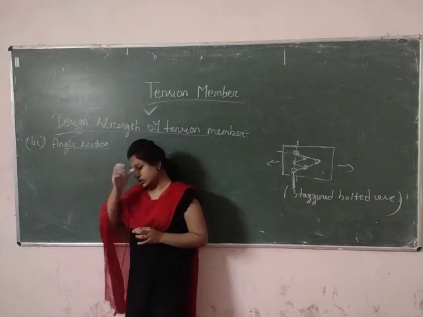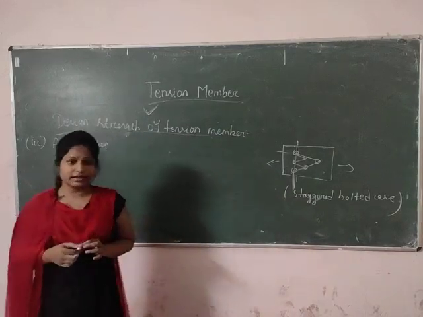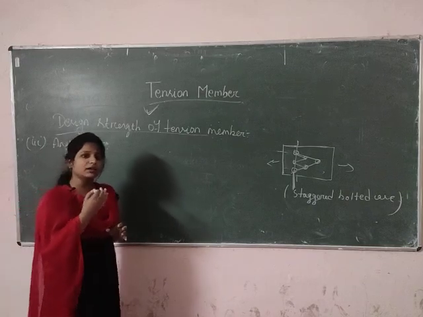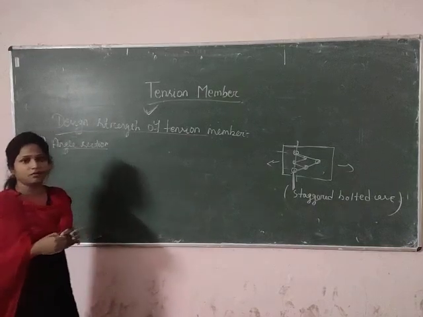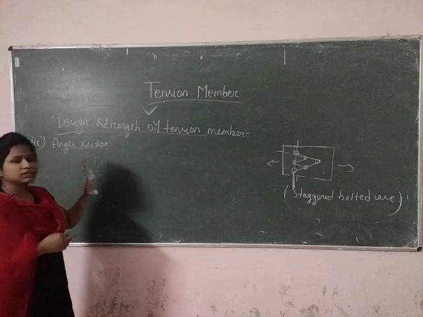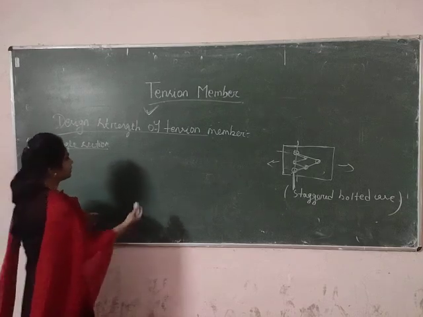in case of connection. Okay, so generally we connect one leg of the angle section with the gusset plate.